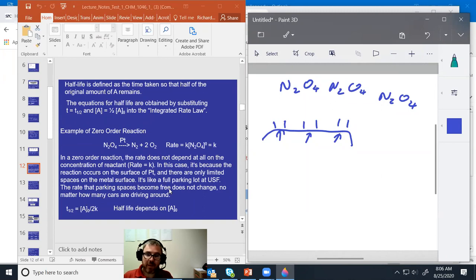So what I'm saying is, whether there's 100 N2O4s, 1 million N2O4s, 1 billion N2O4s, it really won't matter, because the rate is determined by how quickly they can get into these very limited slots on the metal. So what that means is, in the end, the rate doesn't depend on the N2O4, which is why the rate is 0 order with respect to N2O4. Does anybody have any questions?